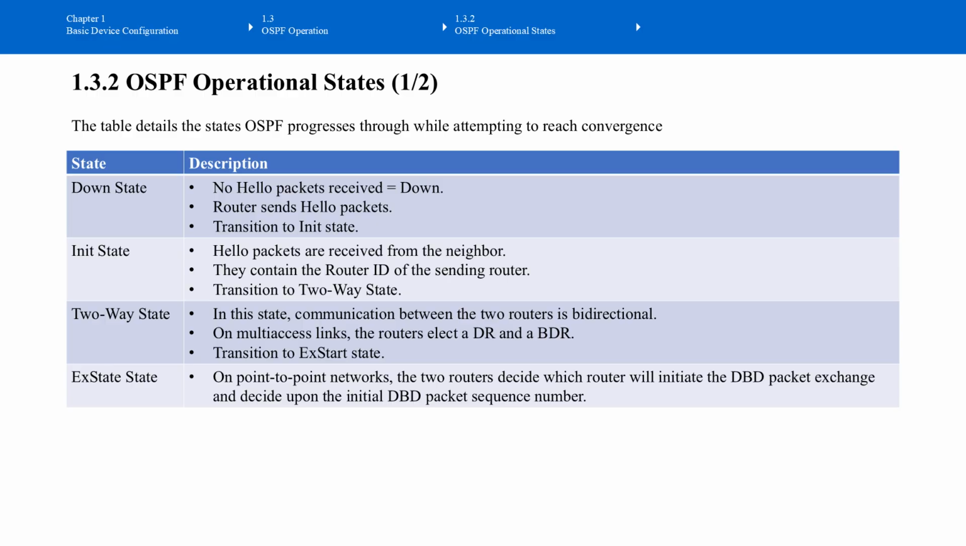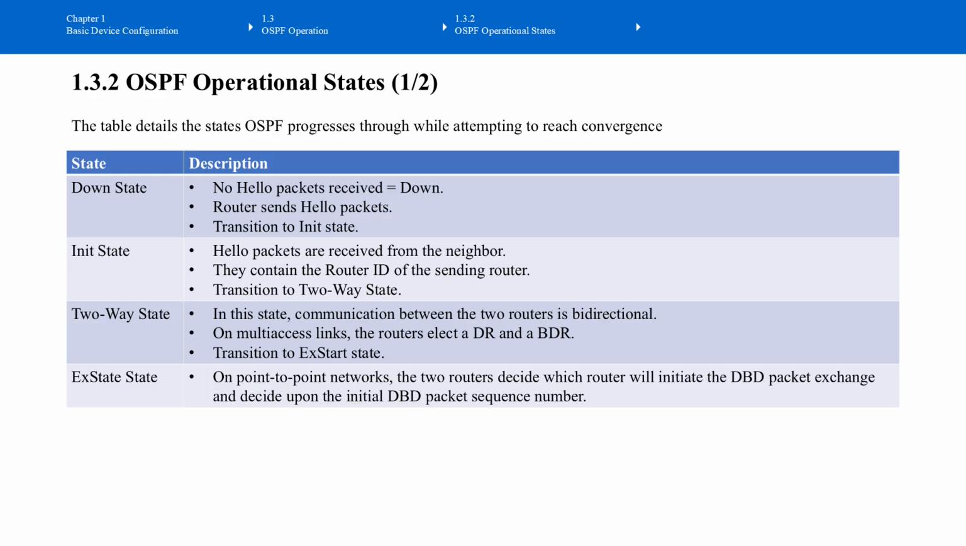When two OSPF routers become neighbors, they do not immediately exchange routing information. Instead, they progress through a series of neighbor states to ensure communication is working correctly before synchronizing their database. The first four states are down, init, two-way, and exstart states. Let's begin with the down state.